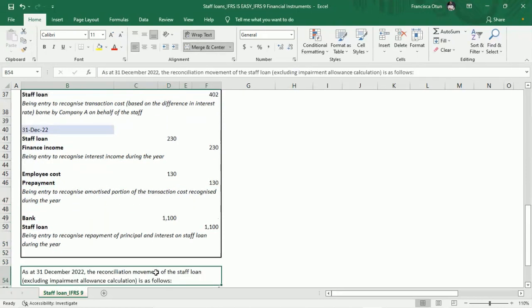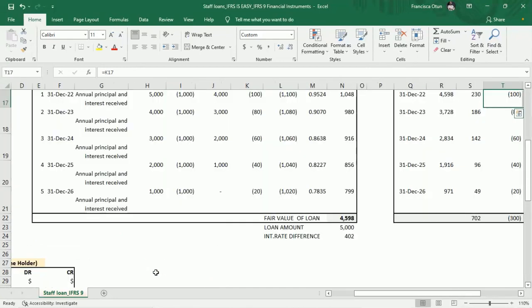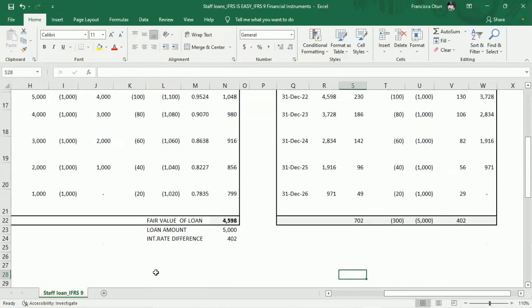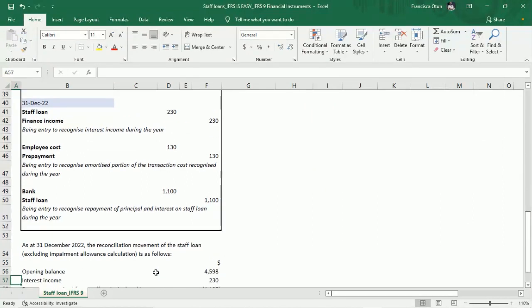Okay, then the staff paid back 1,100 during the year. Now that 1,100 is made up of two things. It's made up of the actual principal received, and it's also made up of the interest received. So if we follow that, you will see that it is picking this 100 and this 1,000, which is the addition of these two. That's what it is picking. Okay, and so that is it about the adjusting entries for year 2022.